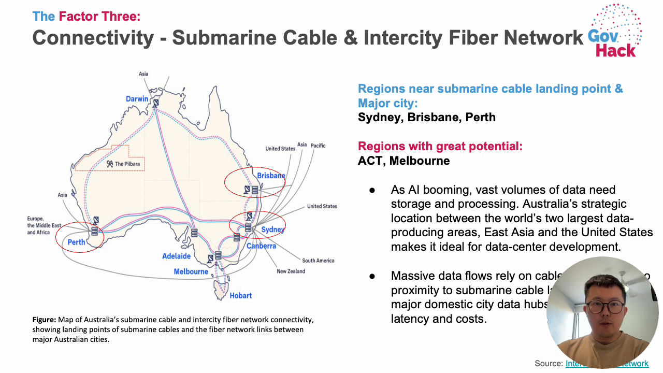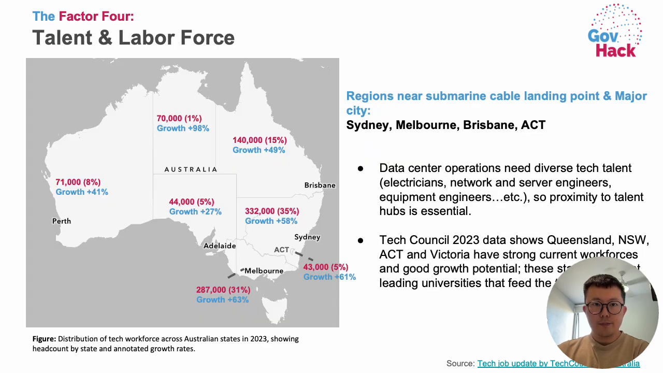The third one is connectivity. If Australia wants to be an international data center hub, it has to find a place near submarine cables to build data centers. Data from Telstra show the current Australian submarine cable map and intercity fiber network. Sydney, Brisbane, and Perth are regions near the submarine cable landing points, and ACT and Melbourne have great potential.